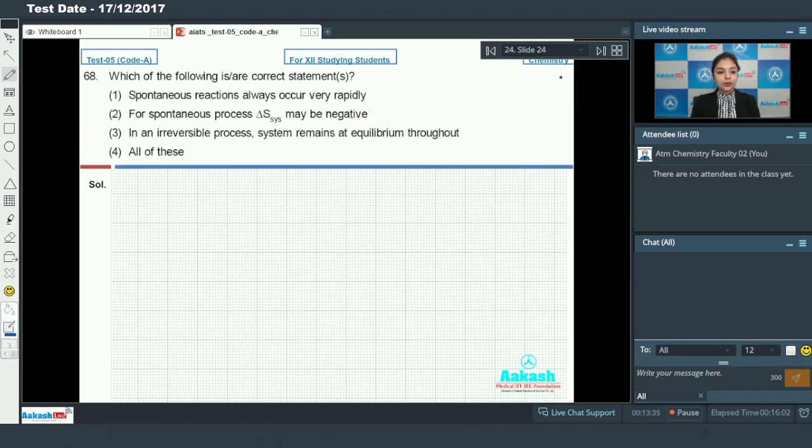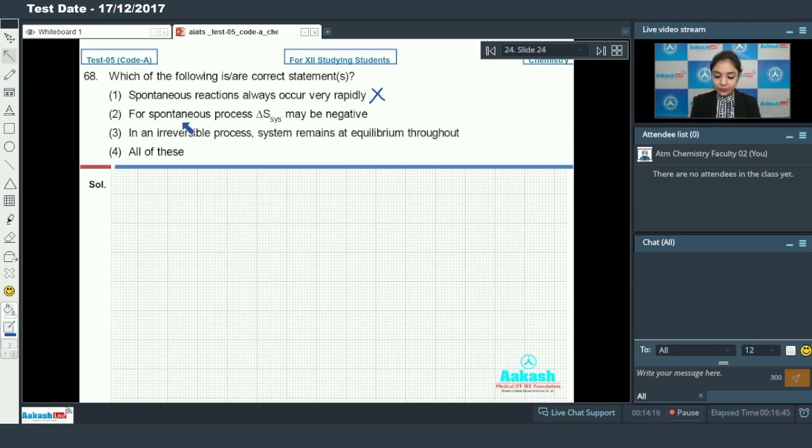So moving on to the next one now, you have question number 68, which says, which of the following is the correct statement. The first statement says spontaneous reactions always occur very rapidly. This is not always true. Take the example of corrosion. You know that corrosion is a spontaneous process, but it is a very slow process. So we cannot say that spontaneous reactions always occur very rapidly. So this is the incorrect statement.